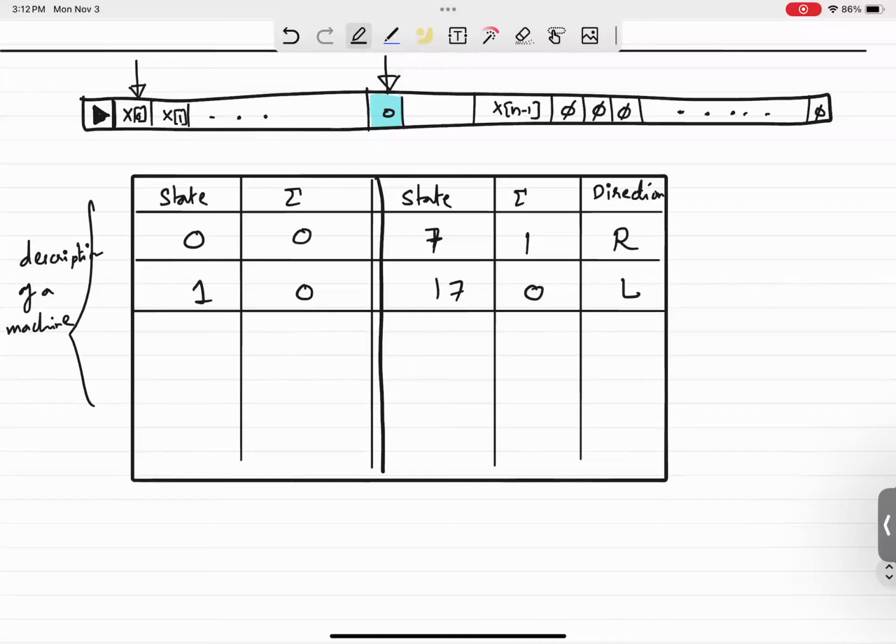Okay, and again, as I said, by definition, if you're at the beginning of the tape and you say left, then you don't fall off the tape, you just stay where you are. Okay. And so on. Okay, so that's the description of the machine.